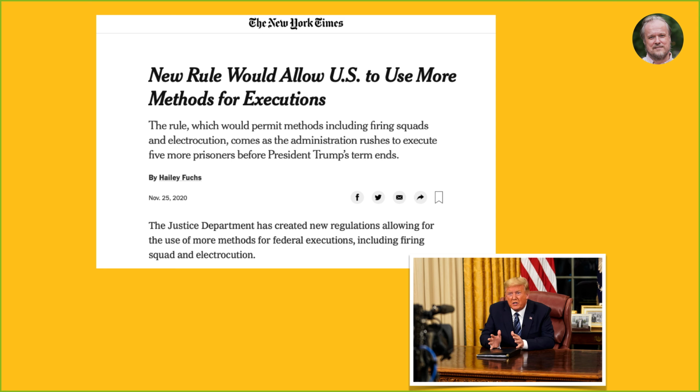Now, of course, in most cases, executions are not done by a single shooter. Instead, people use firing squads. Coincidentally, last year, then President of the United States, Donald Trump, authorized use of firing squads for federal executions.